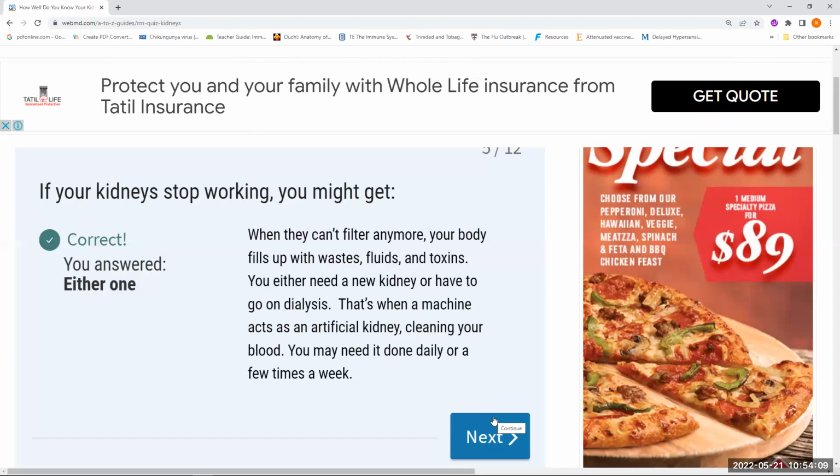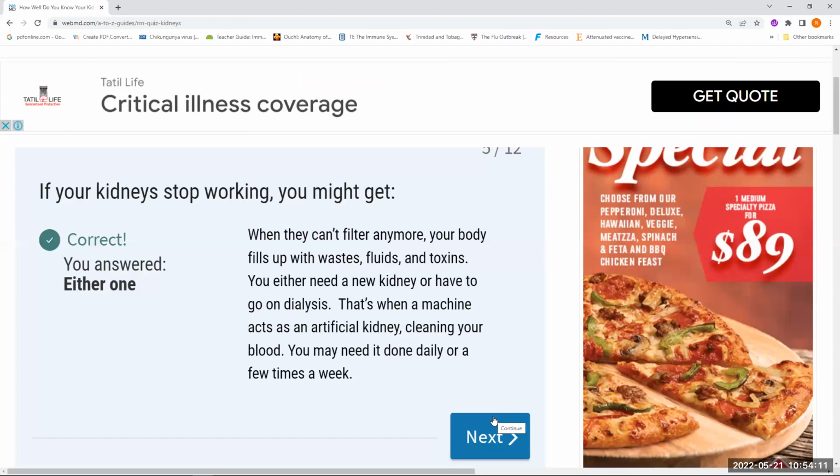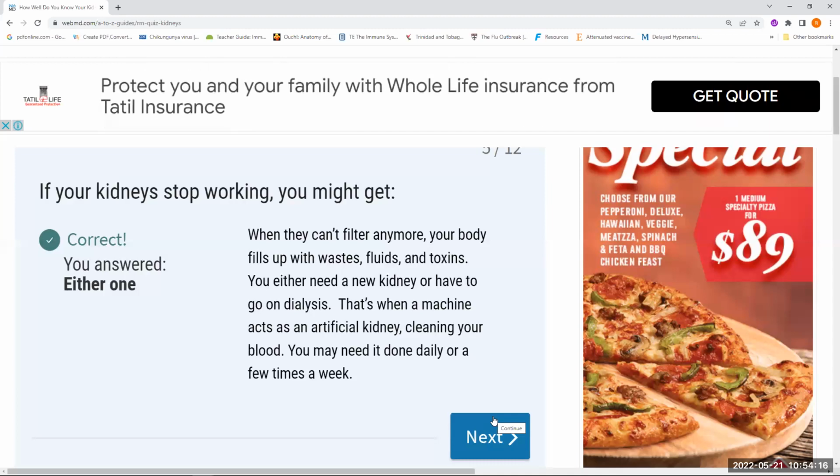One of the things I noticed with them is that when they finish with this dialysis process, their blood pressure tends to be really low. Really, really low.